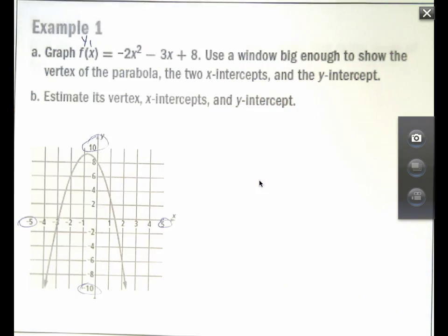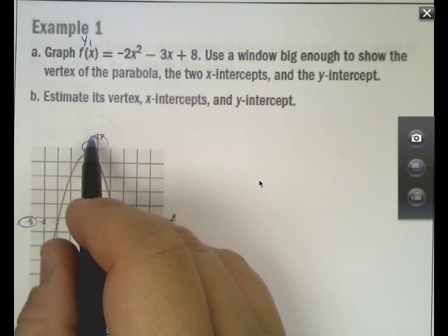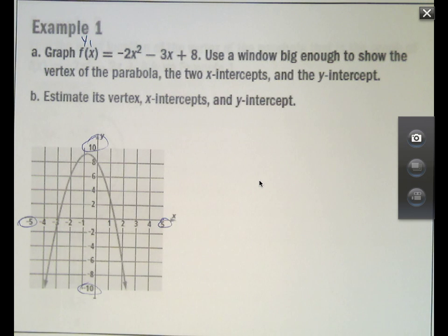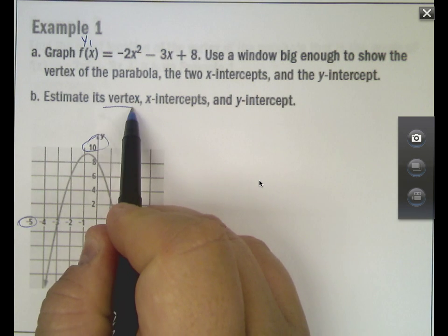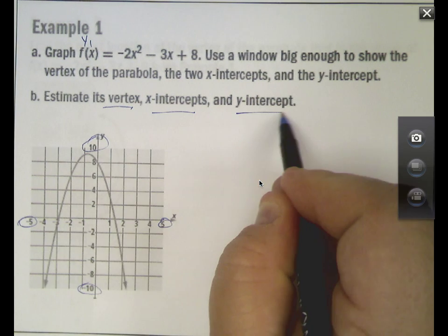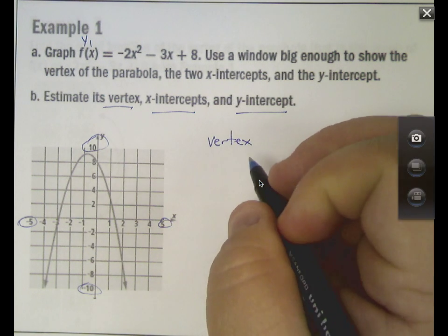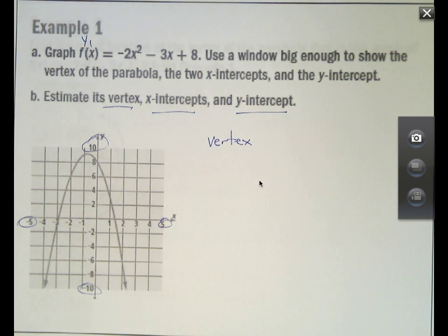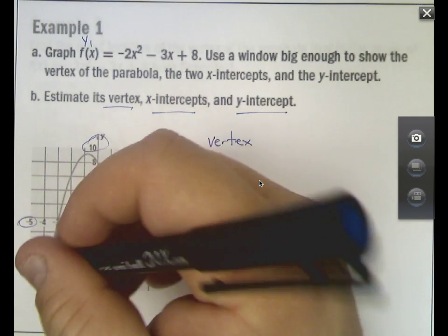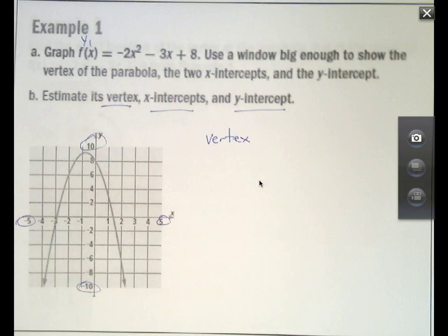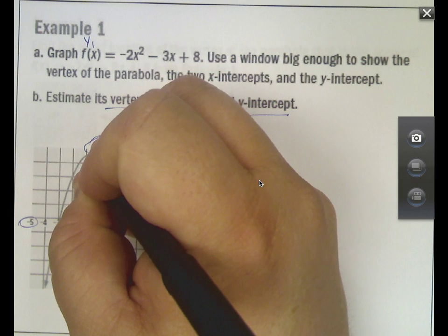You can do this: type this into your Y1 on your calculator, put this window in, and you're going to get the same picture. Okay, I went ahead and did it for you. Now it says estimate the vertex, the x-intercepts, and the y-intercept. Well, my vertex is my highest point, or where the axis of symmetry and the parabola intersect.